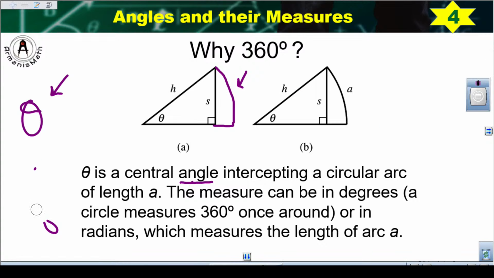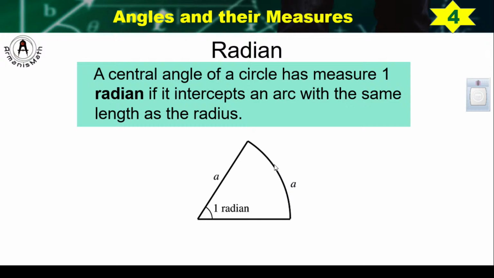We're going to avoid using x's and y's as much as possible, obviously. The focus is going to be using this dude here as the angle. We're trying to reference an angle. Theta is a central angle intercepting a circular arc of length A, which is this here. That's A. The measure can be in degrees, 360 degrees once round, or also radians, which means an arc length like what we just talked about on the previous slide. You can keep going with this arc length and add it up to get there.